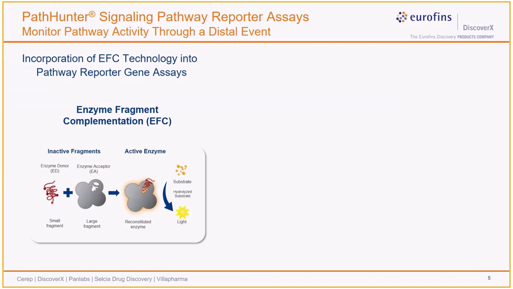So shown on this slide is our enzyme fragment complementation technology, or EFC for short. This system consists of a split beta-galactosidase enzyme, which has been divided into two fragments, a smaller ED or enzyme donor fragment, and the bulk of the beta-galactosidase enzyme, or the enzyme acceptor or EA fragment. Individually, each fragment has no enzymatic activity, but when mixed together or brought into proximity, the two enzyme fragments can complement to form a functional beta-gal enzyme whose activity is readily measured by the addition of luminescent substrate.